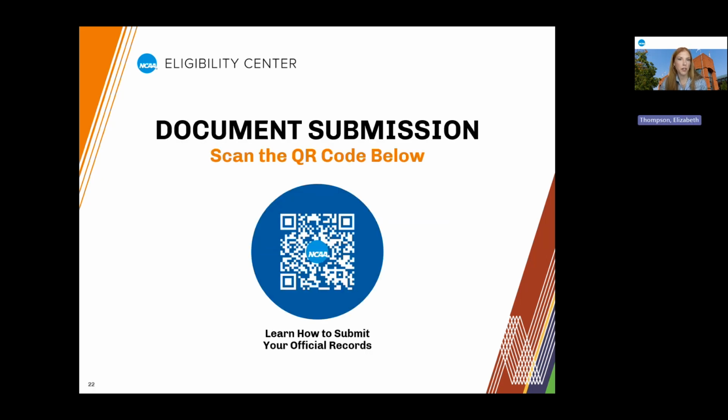One of the most important things that we are going to cover today is just a reminder about document submission. In order for us to determine whether you meet those academic requirements, that means we have to review your transcripts from years 9 and up, any diplomas, exam results, leaving certificates, etc. So scan this QR code, and we'll also drop a link into the chat for this information to learn about how to submit your official academic records to the NCAA Eligibility Center.